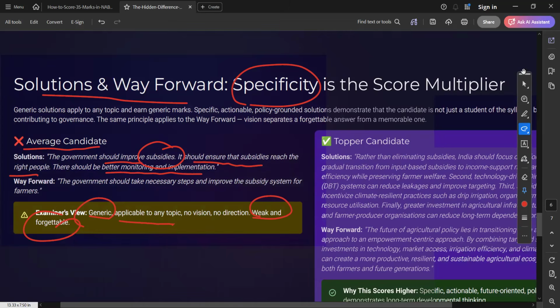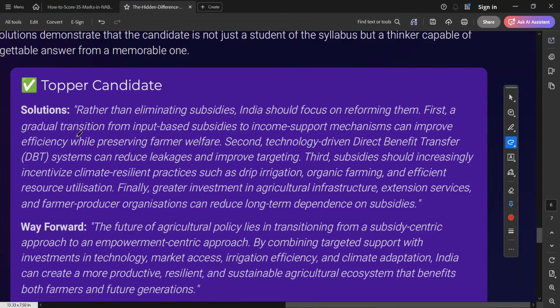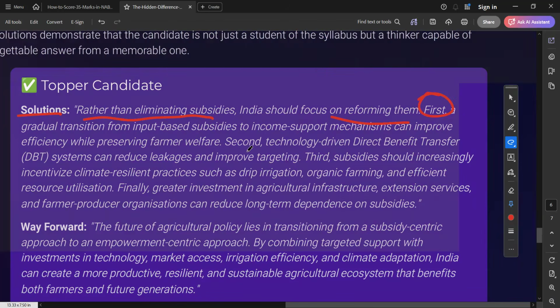How a topper would write, and that is very important. The solution is that rather than eliminating subsidies, India should focus on reforming them. First, this is how you can write. First, a gradual transition from input-based subsidy to income support mechanism can improve efficiency while preserving farm welfare.